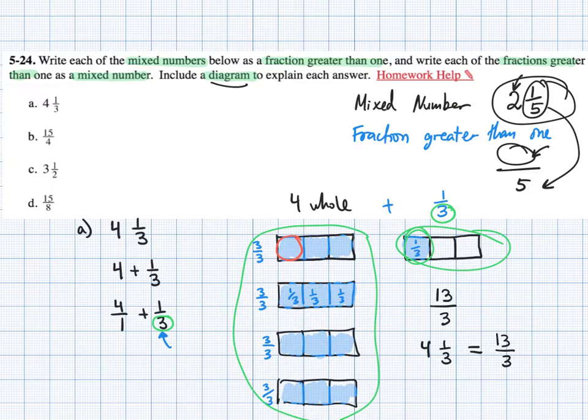Now, if you were going to do the work, let's go back to the work. We want to have a common denominator. So 4 over 1, we want to divide it into thirds.